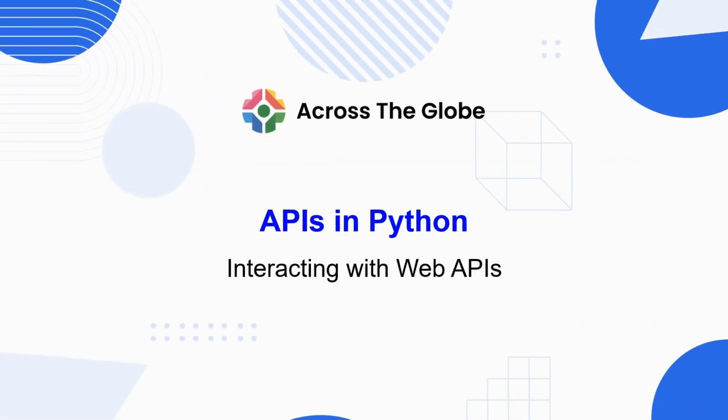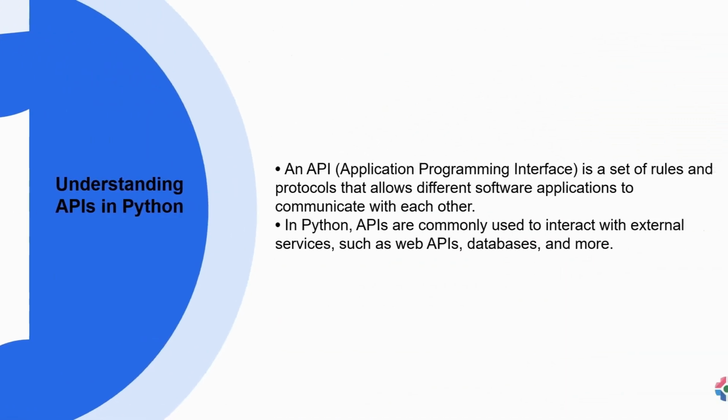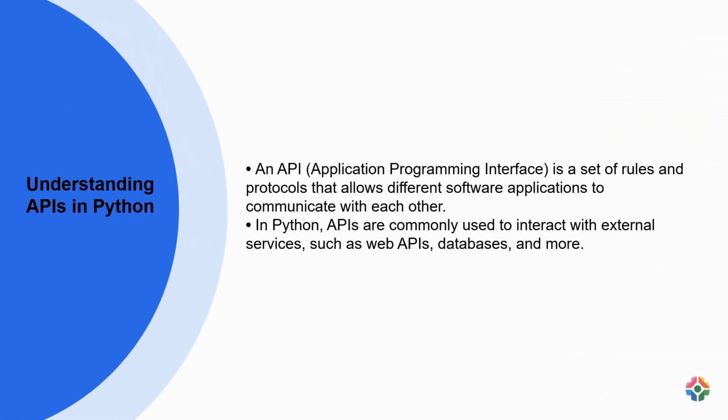Today we will learn about APIs in Python. API, Application Programming Interface, serves as a standardized set of rules and protocols enabling software applications to exchange information and work in concert. In Python, APIs are frequently employed to interact with external services, including web APIs and databases.